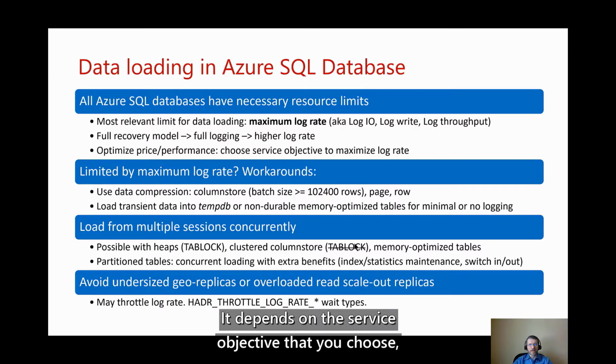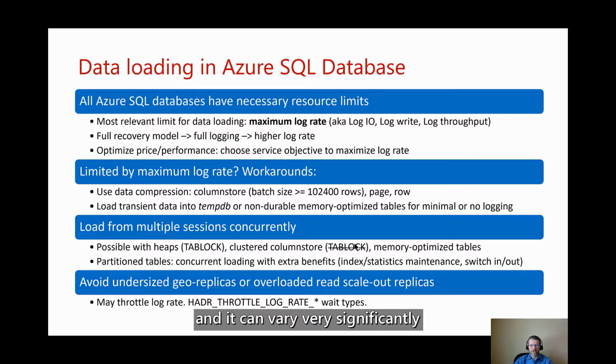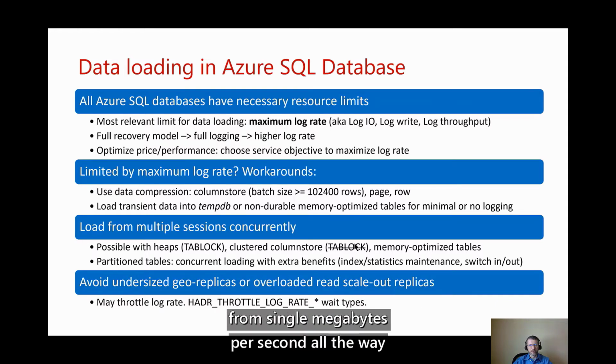So, it depends on the service objectives that you choose, and it can vary very significantly from a few single megabytes per second all the way to 250 megabytes per second on something like M series with many cores.